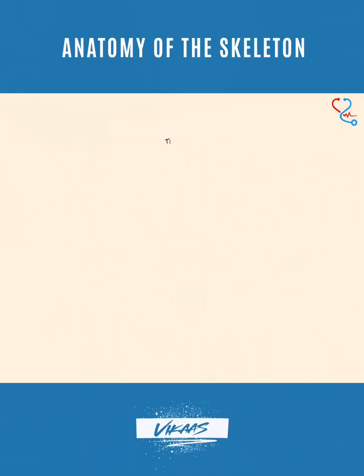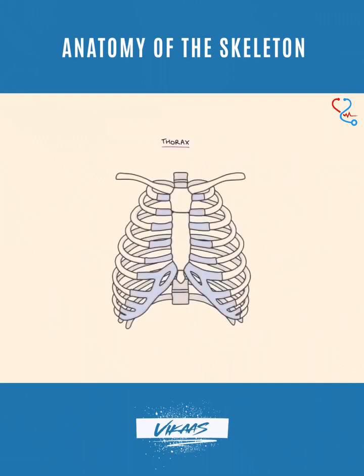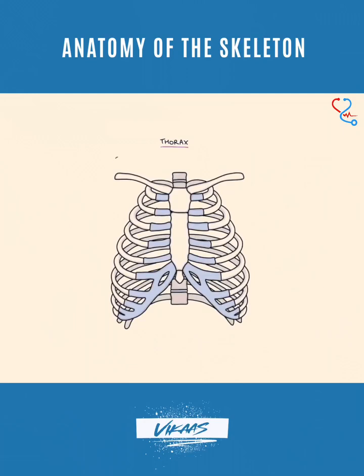Next, let's move on to the thorax. At the top of the thorax is the clavicle, which attaches to the sternum at the sternoclavicular joint. The top part of the sternum is called the manubrium. This attaches to the body of the sternum at the sternal angle. At the very end of the sternum, there is a small bone called the xiphoid process.